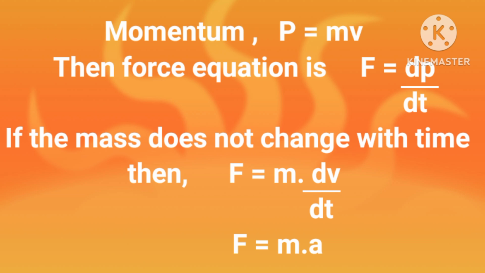If mass does not change with time, then the derivative acts only upon the velocity. And so, the force equals the product of the mass and the derivative of velocity, which is acceleration. The derivative of velocity, dv by dt, is equal to acceleration. Therefore, the equation becomes F is equal to m into dv by dt. That is, dv by dt is acceleration. Therefore, the final equation is force is equal to mass into acceleration.